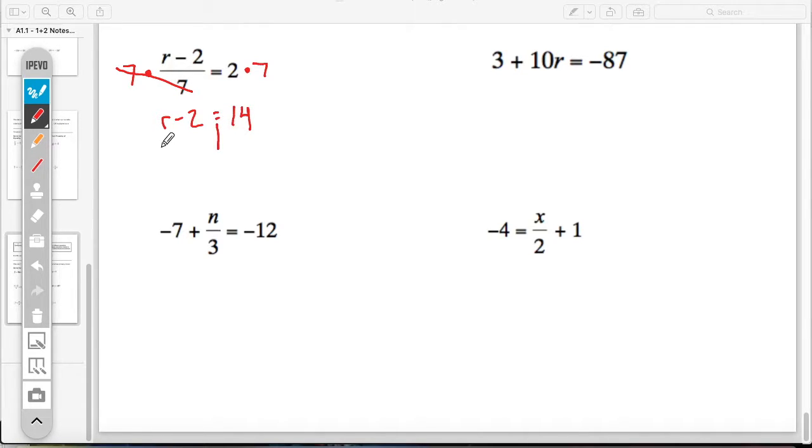Okay, make my t-chart. So my 2 is being subtracted from my variable, so I need to add it to both sides. Negative 2 plus 2, well, that's 0. So I'm left with an r equals 14 plus 2, which is 16.